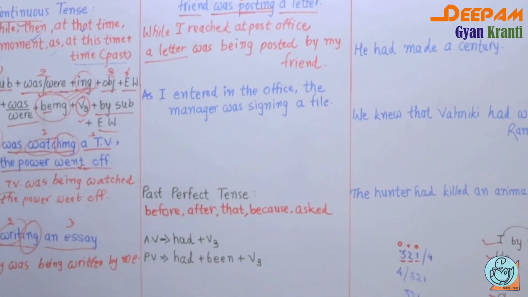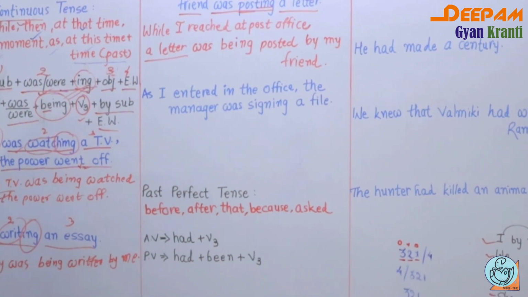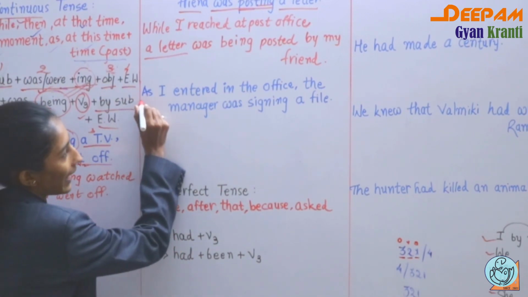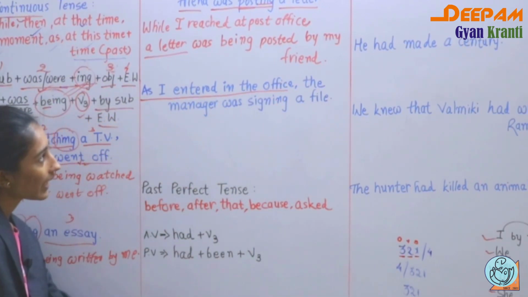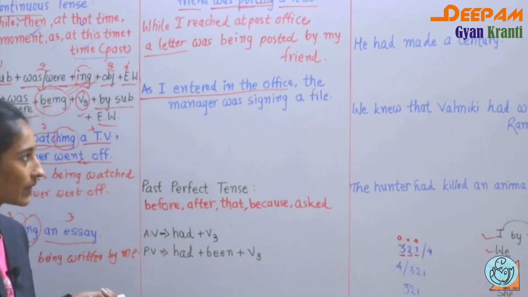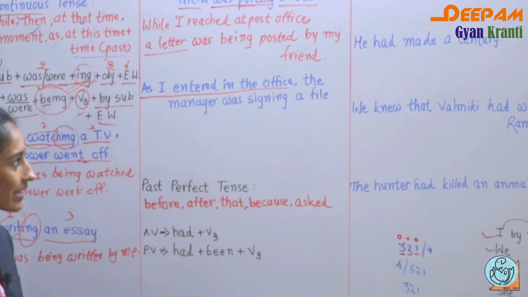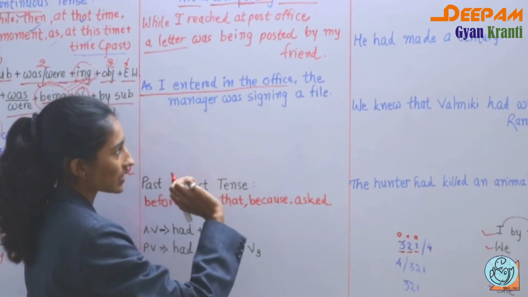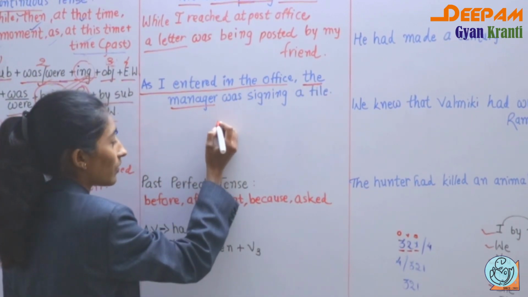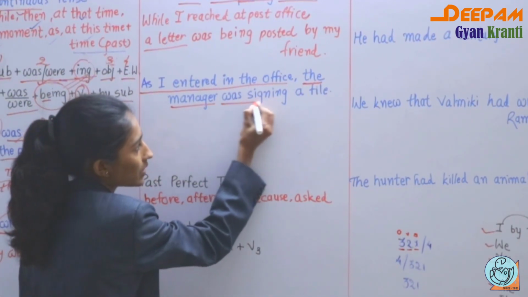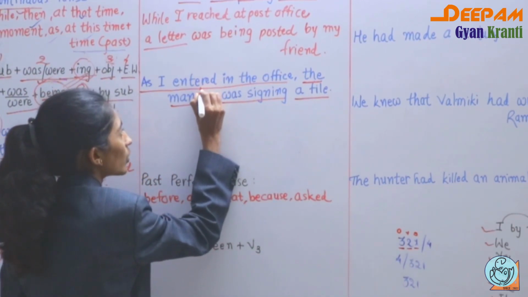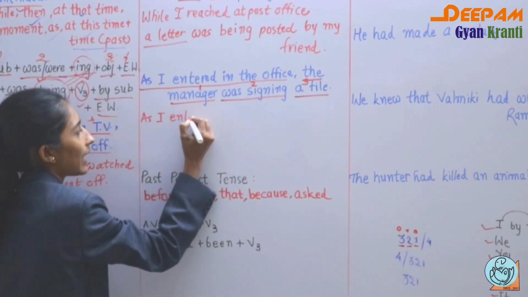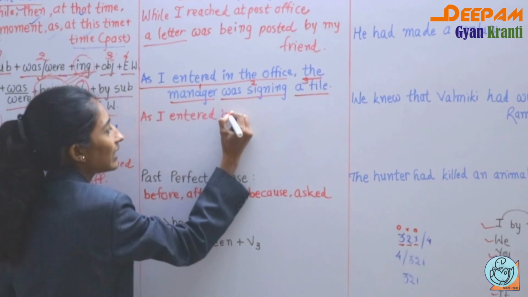Let's check the next number. As I entered in the office, the manager was signing a file. See, as I entered in the office, in this sentence was or were is not given, so definitely the sentence will remain as it is. So check the next one. The manager was signing a file. Yes, was where ing is given here. So the subject is the manager. Which action was performed by him? So was signing. And what? A file. So the number is 1, 2, 3. So what is the answer? As I entered in the office.